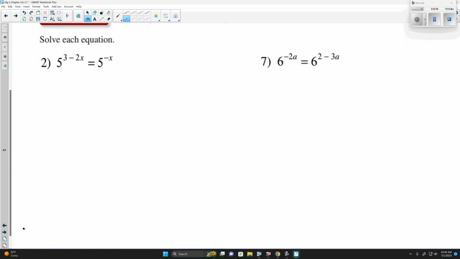So for this first one here, 5 to the 3 minus 2x is equal to 5 to the negative x. Because the bases on either side are both 5, and there's only one of them, it means that the exponents have to be equal.